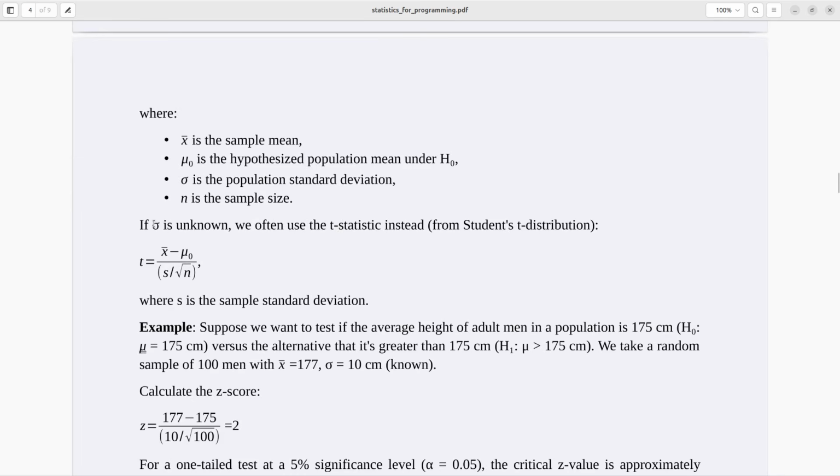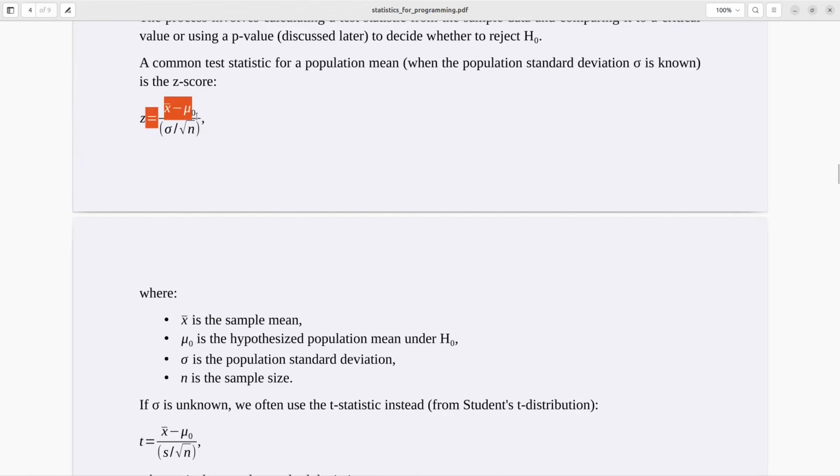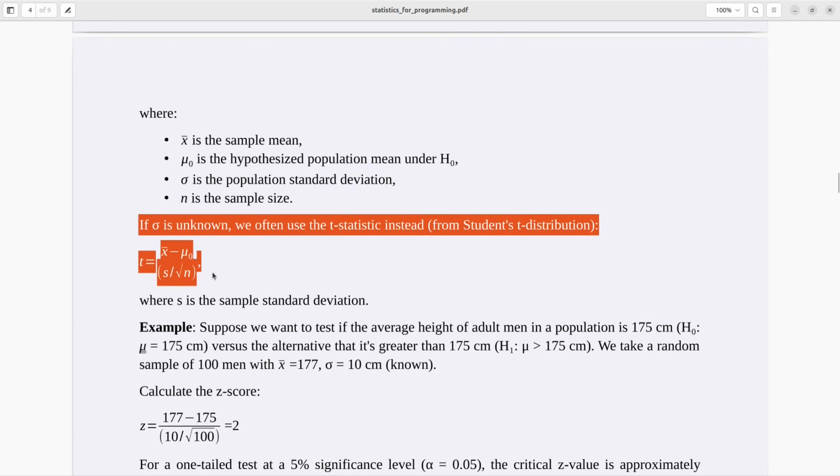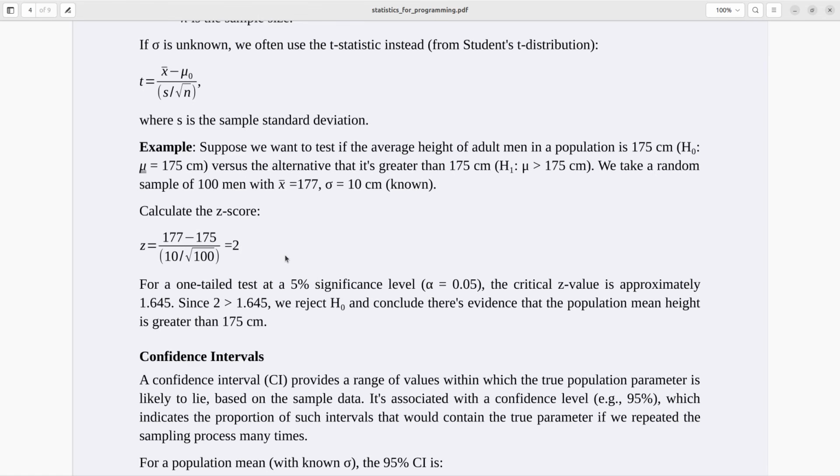So what would happen if the standard deviation of the population isn't yet known? If that's the case, we can use the t-statistic instead of the z-score as the test statistic. The t-statistic is something like this: the sample mean minus the hypothesized population mean under the null hypothesis, divided by the sample standard deviation, which can be taken from the sample, divided by root n. N is the number of samples, okay? So we use this test statistic instead of the z-score if we don't know the population standard deviation in advance, okay? So let us take a look at this example.